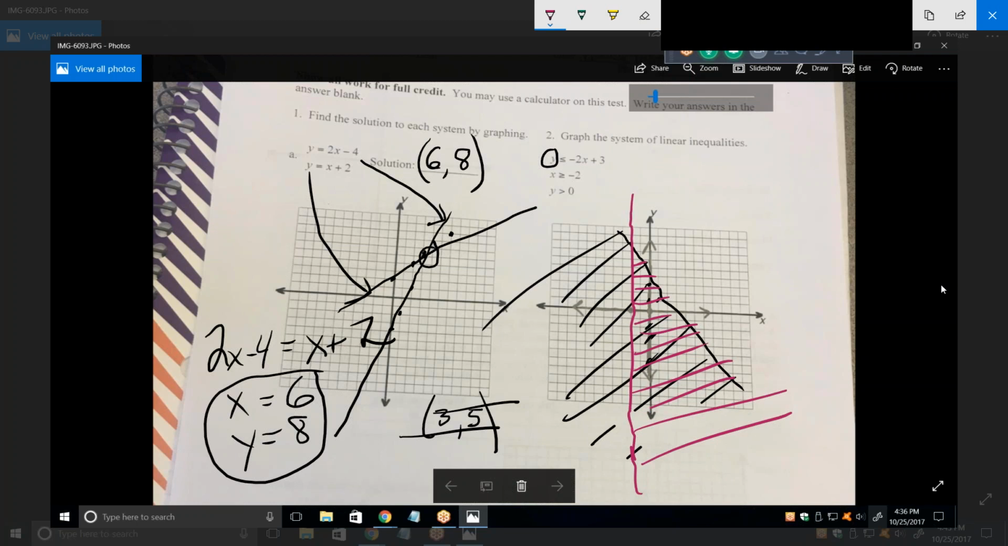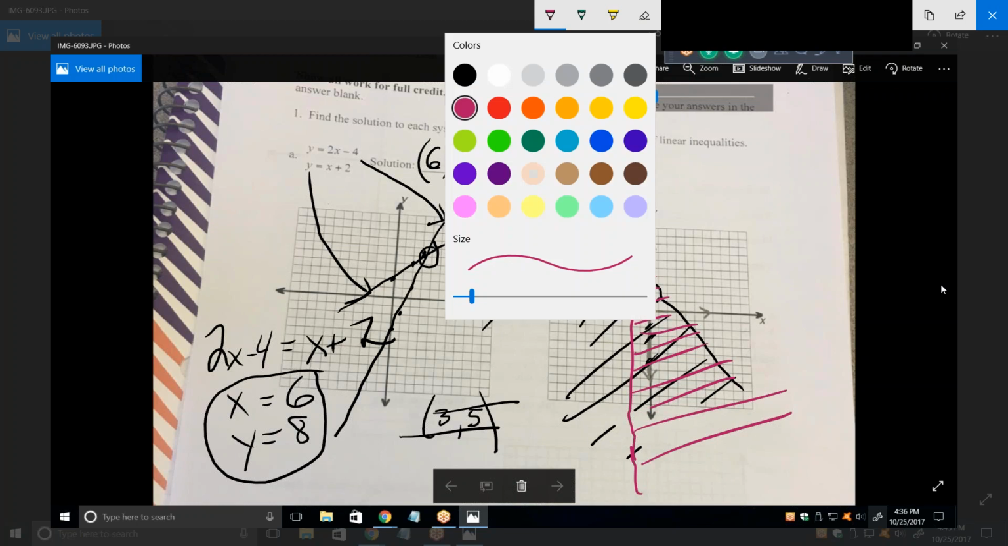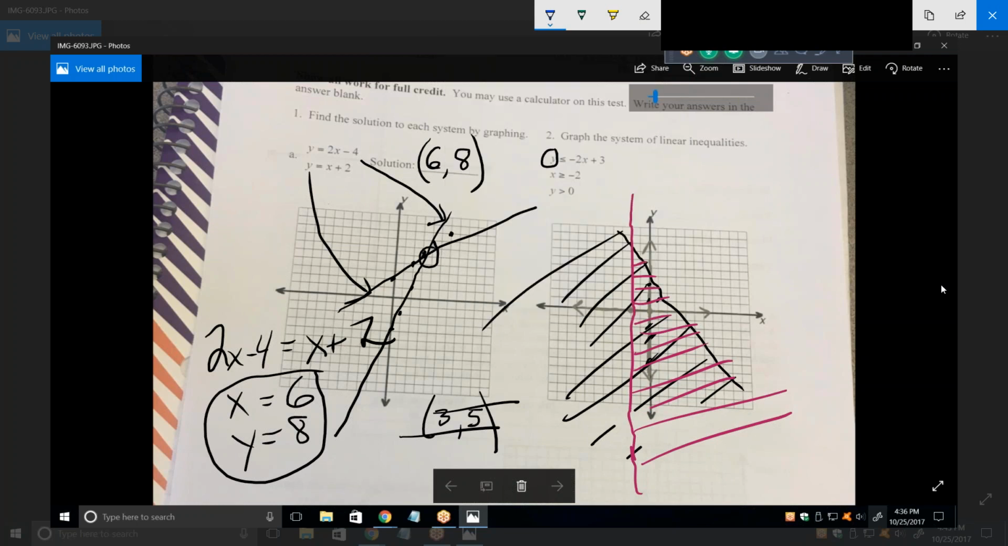Okay, now the third one. Y is greater than 0. How does that graph? Would it be a dotted line on 0? Which 0? Is it a horizontal line or a vertical line? It's horizontal. X equal numbers are vertical lines. Y equal numbers are horizontal lines. Horizontal line where? At y equals 0. Well, y equals 0 is the x-axis.